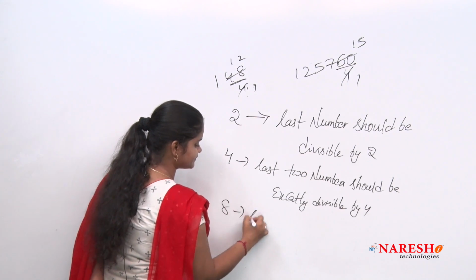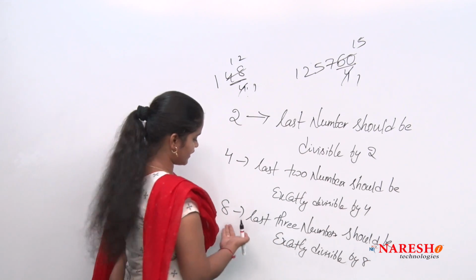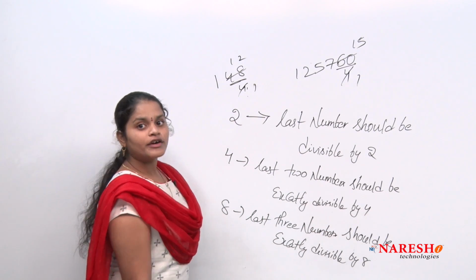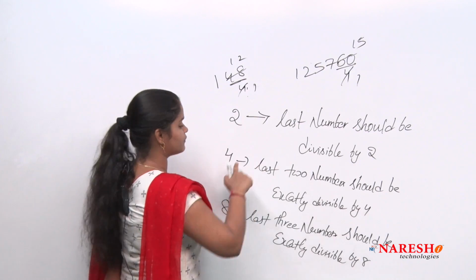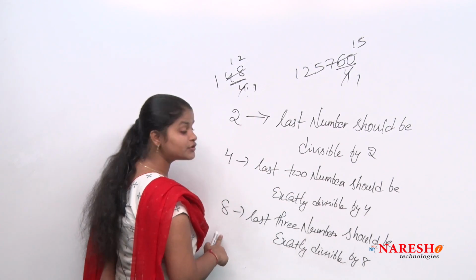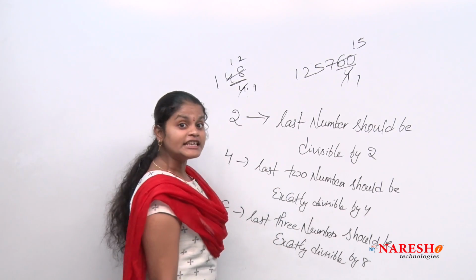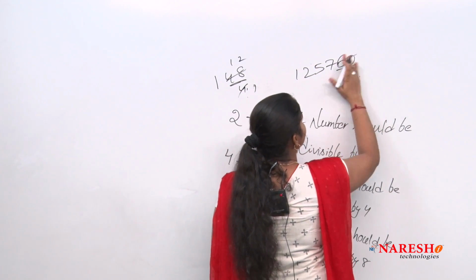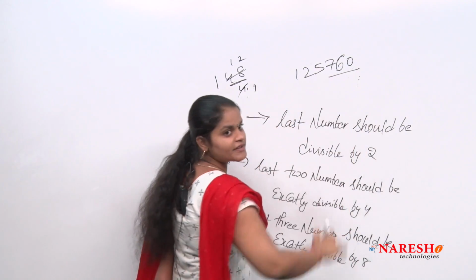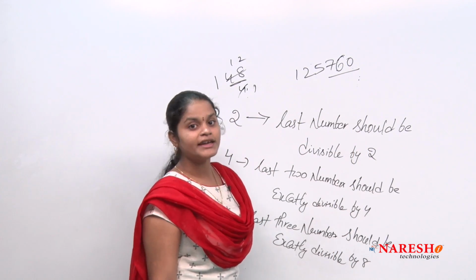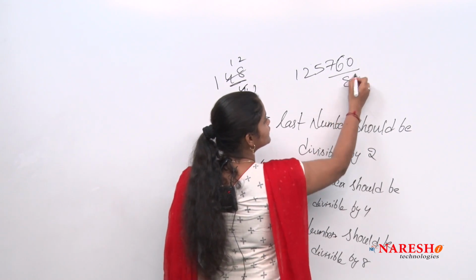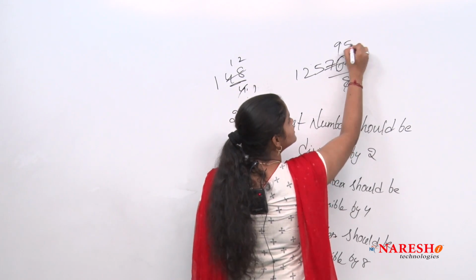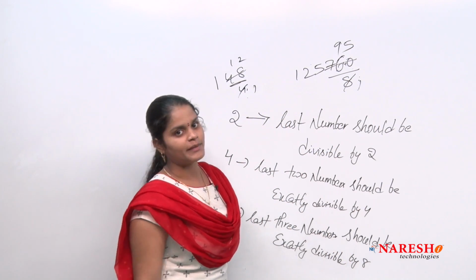Similarly for 8, if I want to check for 8, the last three numbers should be exactly divisible by 8. First, what I checked for 2, only the last number. For 4, the last two numbers. If I want to check for 8, I should check the last three numbers. Okay, so see, 8 9s are 72, what is left? 4. So 40 is divisible. So this entire number is divisible by 8.